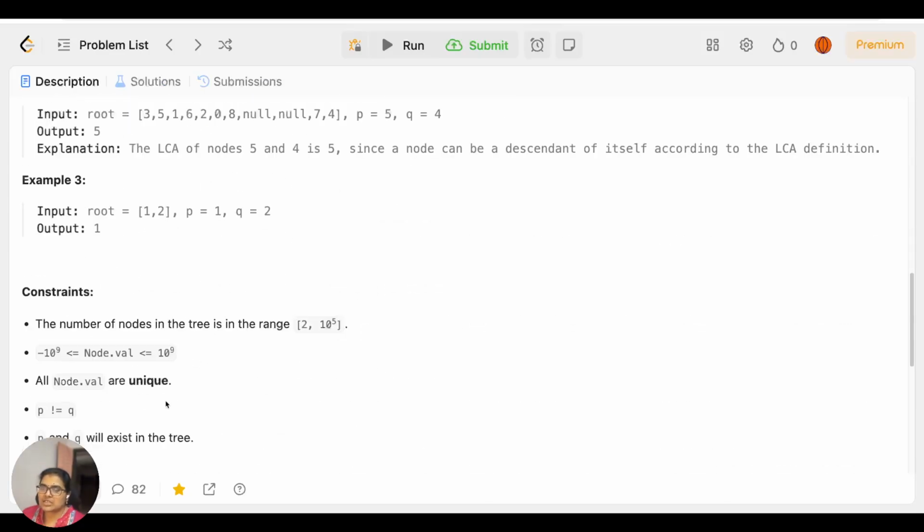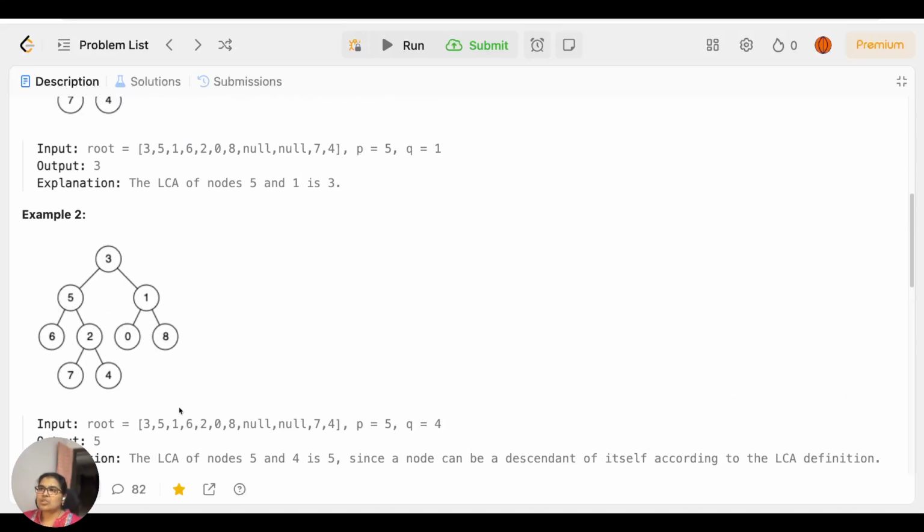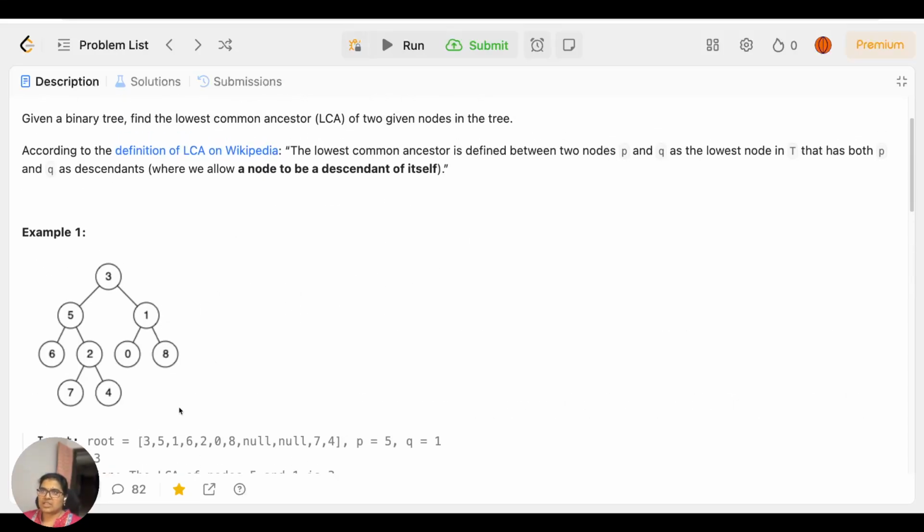And there are some constraints as well. P and Q will never be equal. Both of them will always exist in the tree, and all are unique nodes in the tree. So we don't have to check for a lot of corner cases. Okay, now let's look at what lowest common ancestor means.